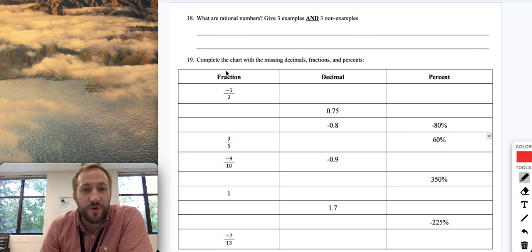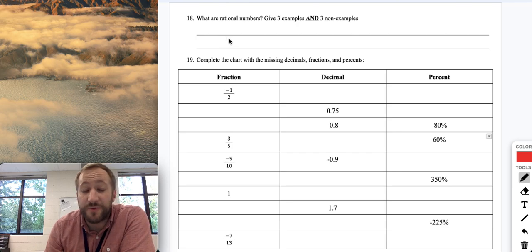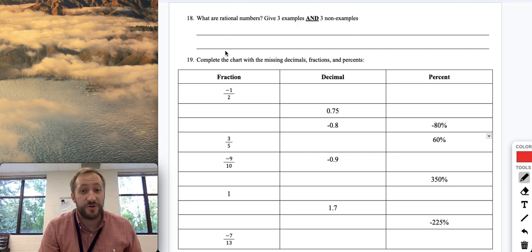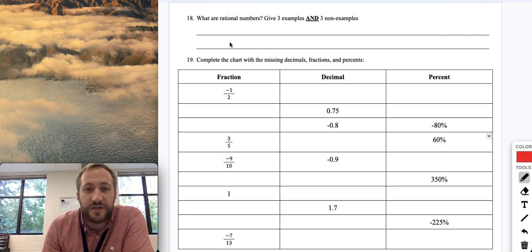Look at this. This question, number 18, says, what are rational numbers? So rational numbers are the numbers that we've been talking about the last few weeks, okay? The first month of school, we talked about integers, which are those positive and negative whole numbers, plus 0. Rational numbers are all those numbers that we mentioned, plus any fractions or decimals. So it includes kind of everything, all right? Let's get a definition in there, though.